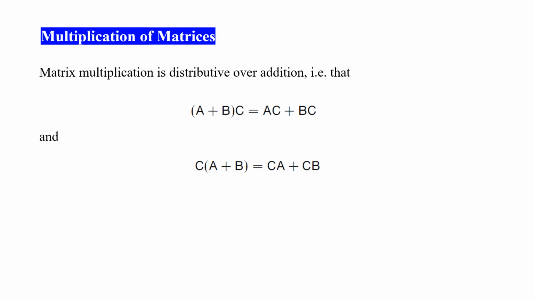Matrix multiplication is distributive over addition. That is, if you have (A + B) times C, you can just distribute your C, so you have AC + BC. But this is not equal to C times (A + B), because multiplication of matrices is not commutative. So C times (A + B) is equal to CA + CB. And remember that AC is not equal to CA and BC is not equal to CB.